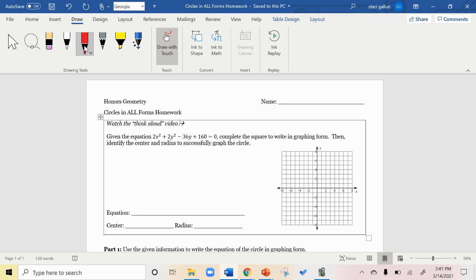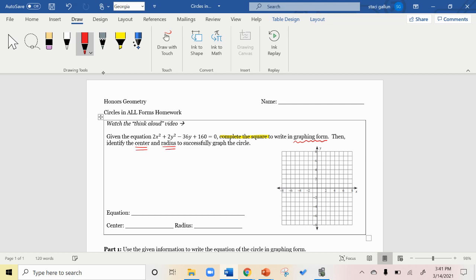this first problem. Given the equation 2x squared plus 2y squared minus 36y plus 160 equals 0. Complete the square. Oh, I do remember doing that in class. We just learned that. To write in graphing form. Oh, I think I know what that form is. Then identify the center and the radius. So I've got that part.